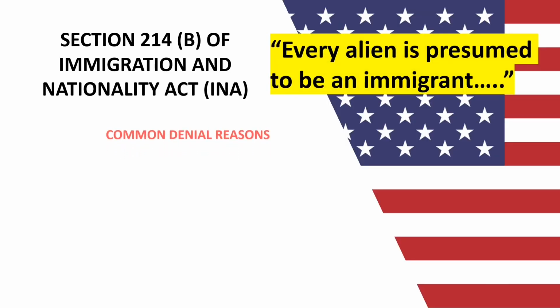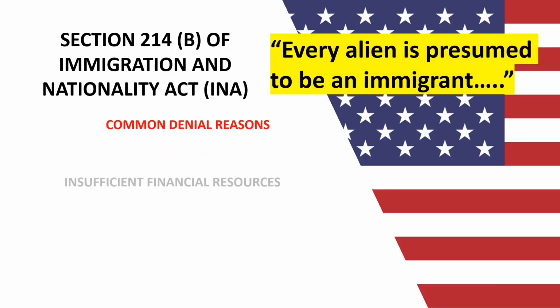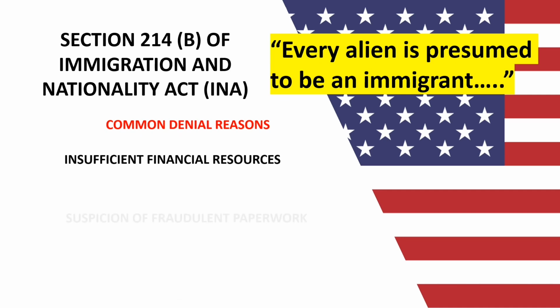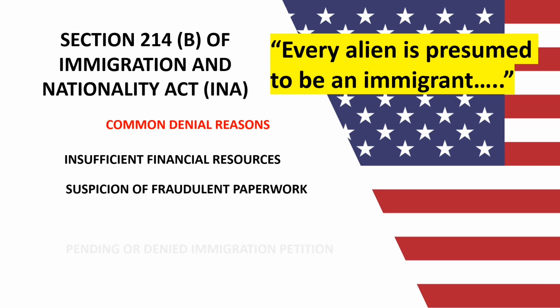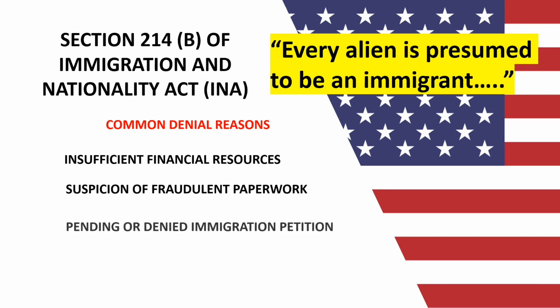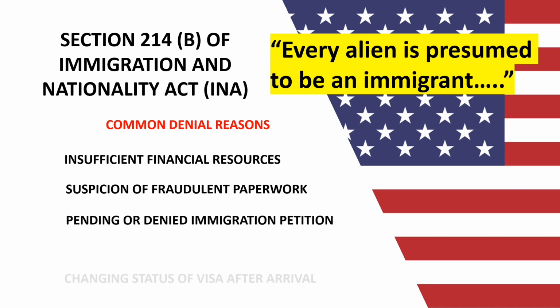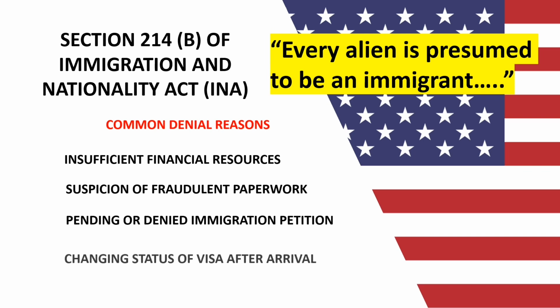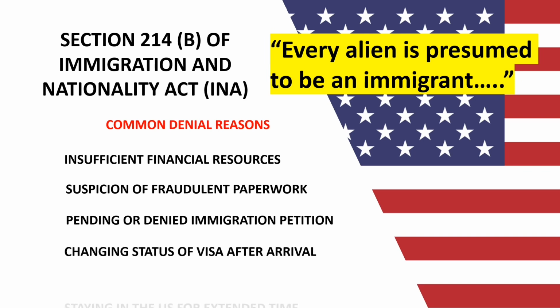Here are the common denial reasons. First, insufficient financial resources. Second, submission of fraudulent paperwork. Also, if you have a pending or denied immigration petition and you failed to disclose this when you applied for a tourist visa. Also, if you are changing the status of your visa after arrival in the U.S., or suspicion of change of status. Also, staying in the U.S. for an extended period of time.